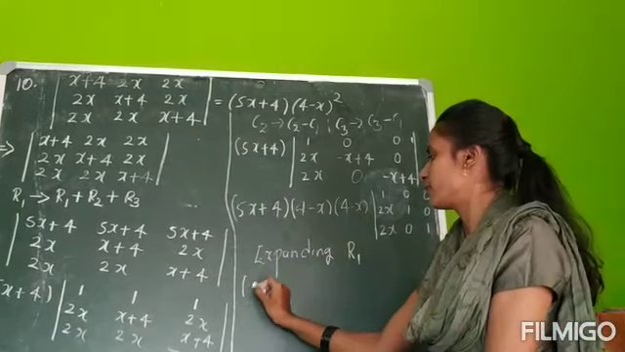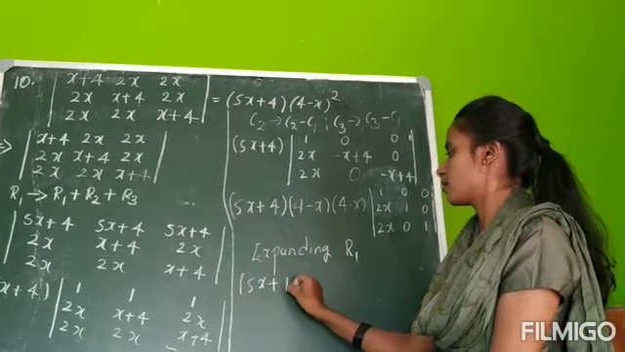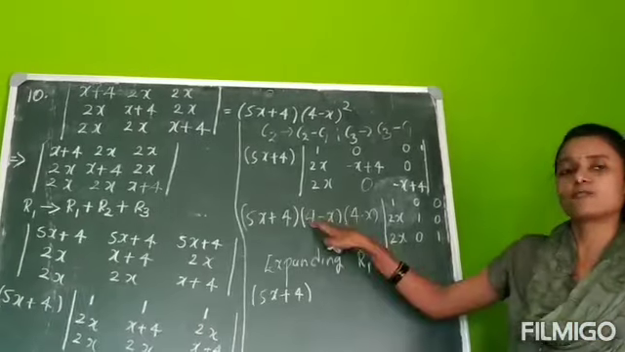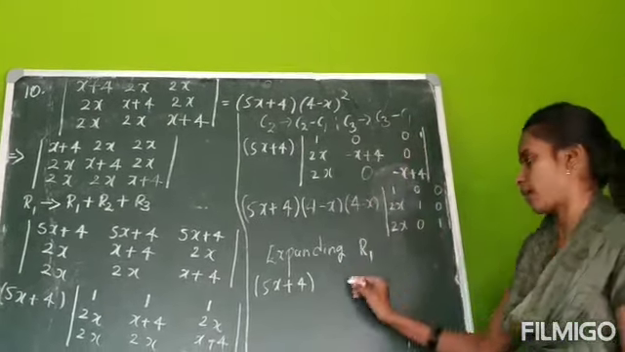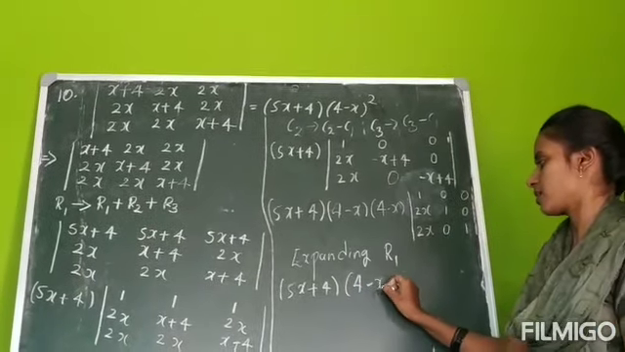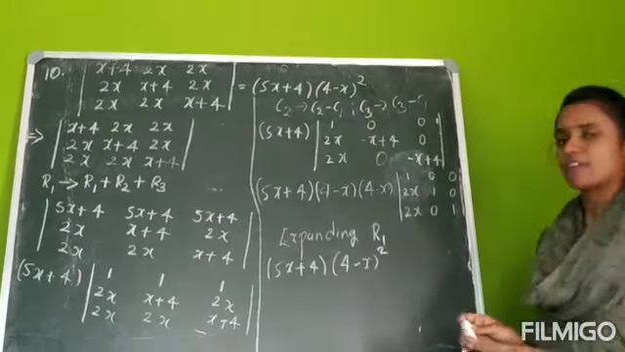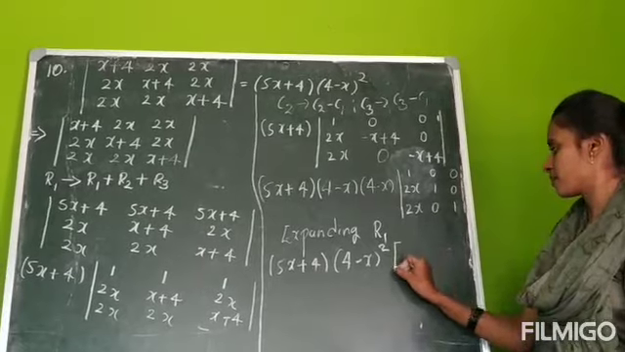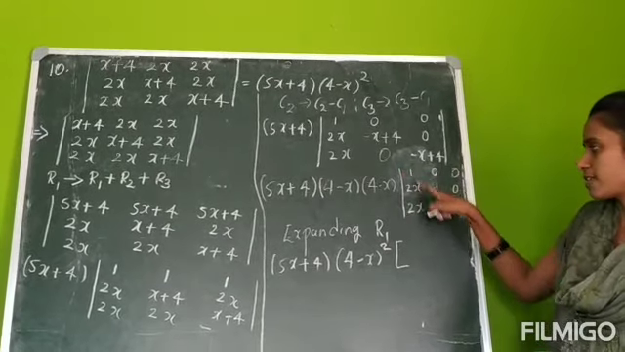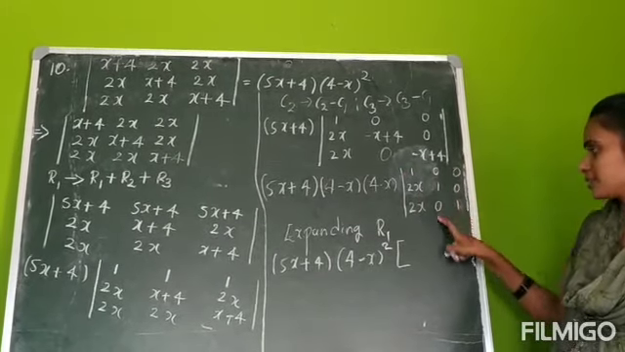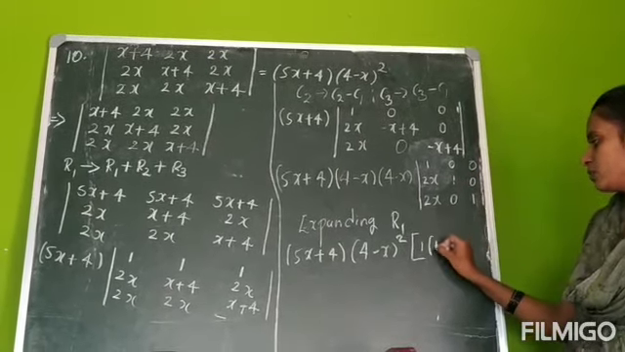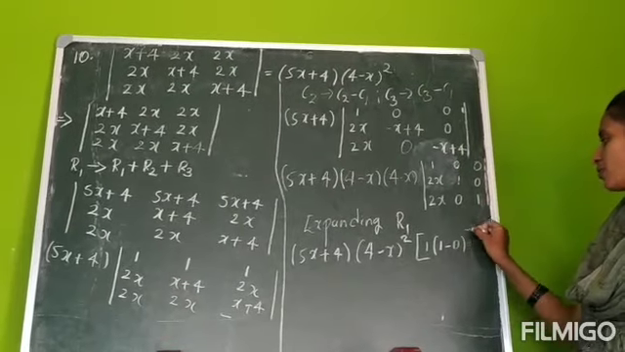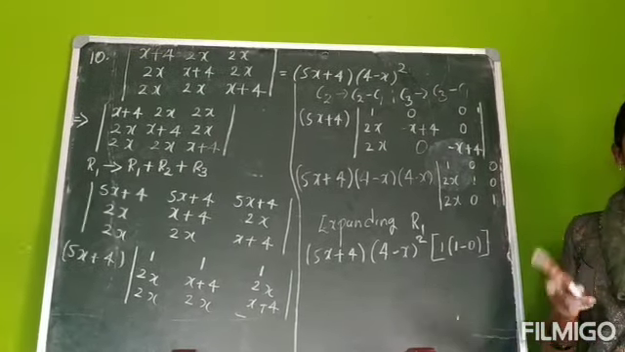So here is 5x plus 4. I can write this 4 minus x into 4 minus x as 4 minus x all squared. If you expand this one, 1 into the first row, first column element, the remaining is these 4 elements. So the first diagonal is 1 into 1, 1 into 1 minus 0. The remaining two terms will vanish.